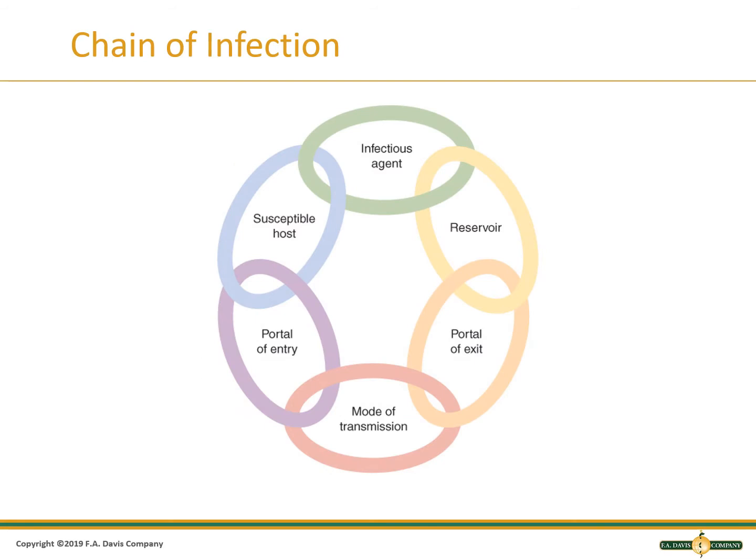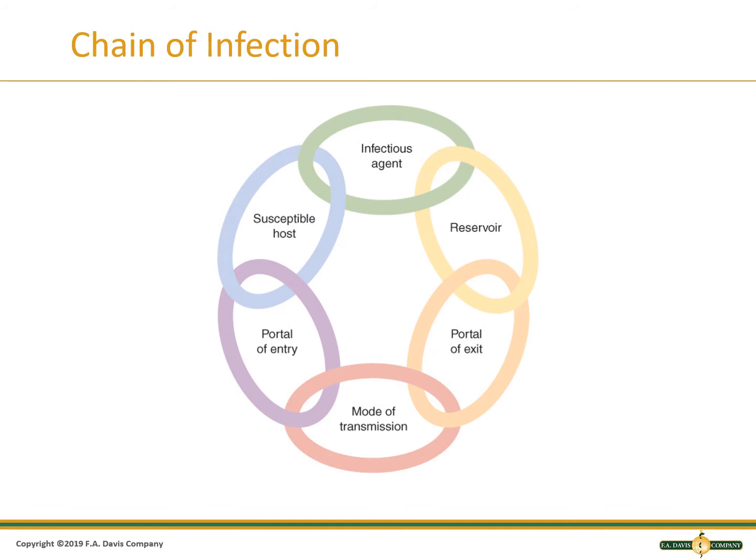Okay, so the chain of infection. So in order for infection to spread from one person to another, a chain of events must occur. This chain of events is often referred to as the chain of infection and involves the following links. Think of it as a picture, all these links, okay?